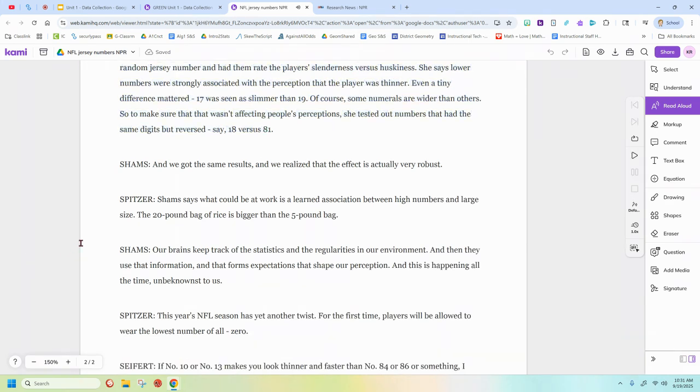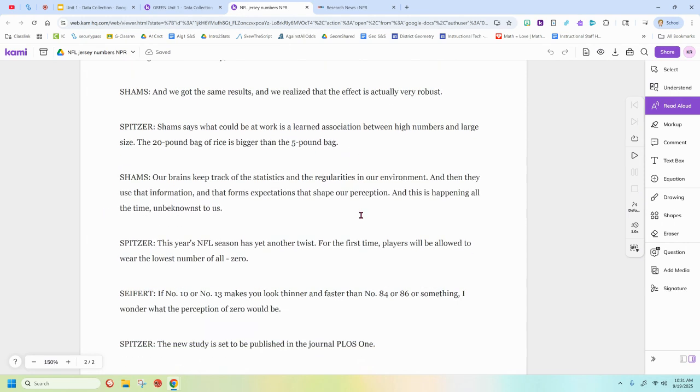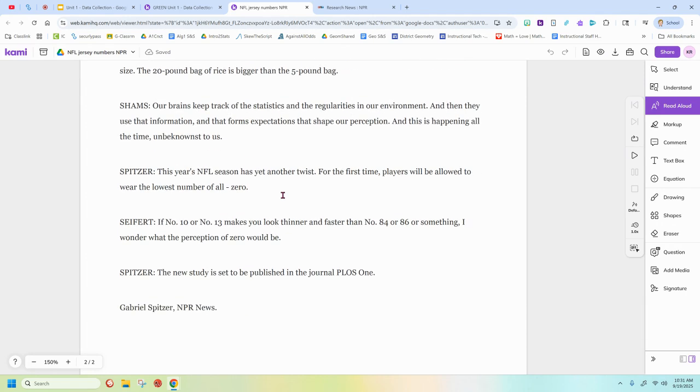And we got the same results, and we realized the effect is actually very robust. Shams says what could be at work is a learned association between high numbers and large size. A 20-pound bag of rice is bigger than the 5-pound bag. Our brains keep track of the statistics and the regularities in our environment, and then they use that information, and that forms expectations that shape our perception. And this is happening all the time, unbeknownst to us.